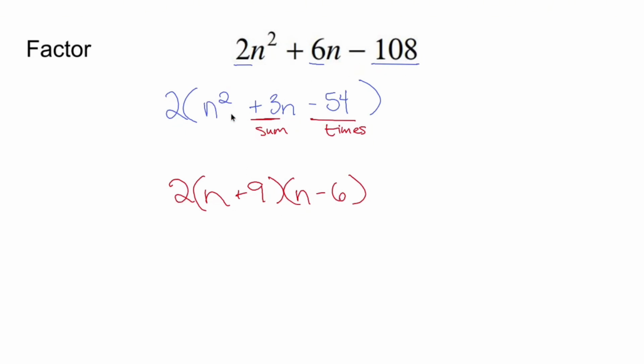So when all is said and done, when you factor this, you actually end up factoring twice. And we end up with a final answer of 2 times the quantity n plus 9 times the quantity n minus 6. And we are done.